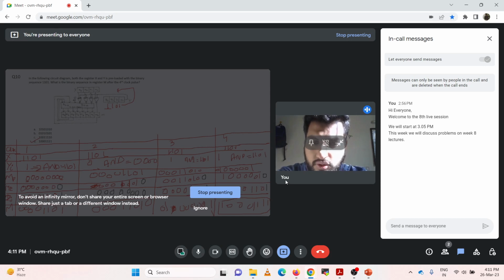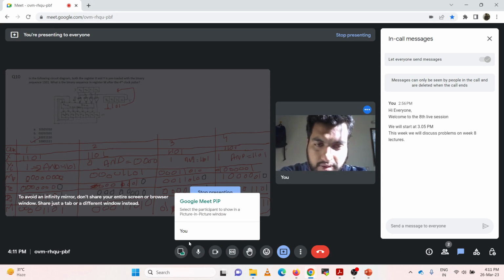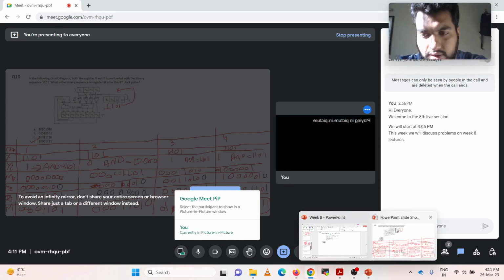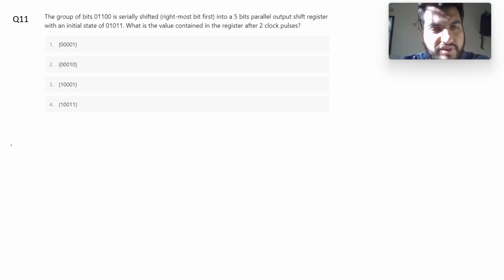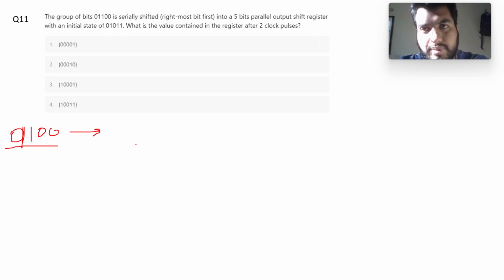Now moving forward to question number 11. So question number 11 asks us, the group of bits 0 1 1 0 0 is serially shifted, write mode bits first, into a 5 bits parallel output shift register with an initial state 0 1 0 1 0. What is the value of the register after 2 clock cycles?